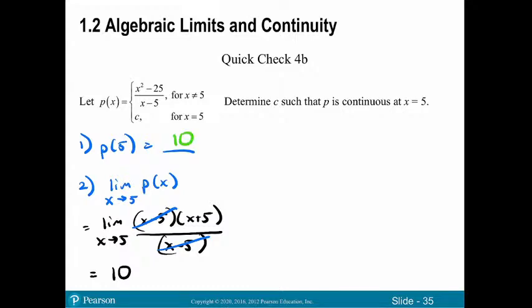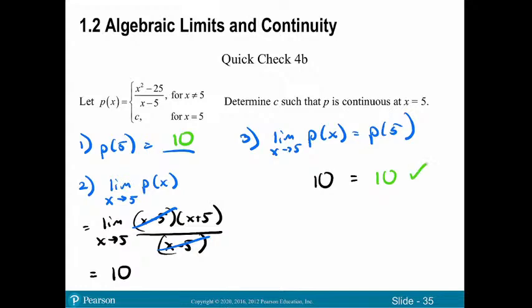All right. So now for the third stipulation, we need the limit as x approaches 5 of p of x to be equal to p of 5. For that limit, we got a result of 10. So we need that to be equal to 10, right? So then we're going to say let c equal 10 in order to make this continuous.